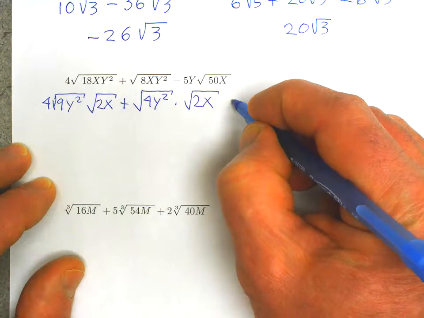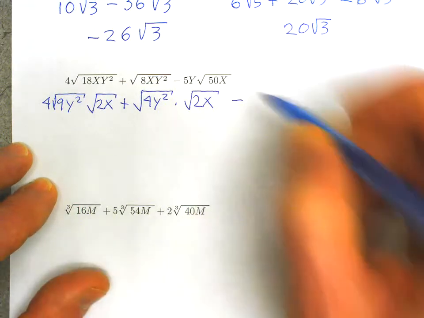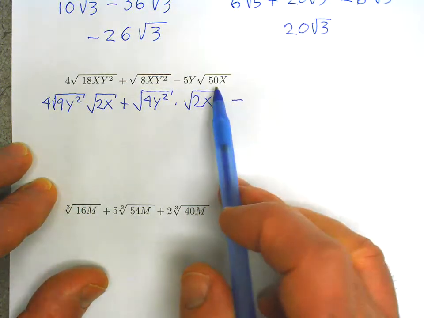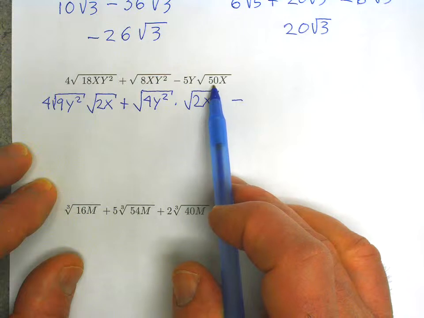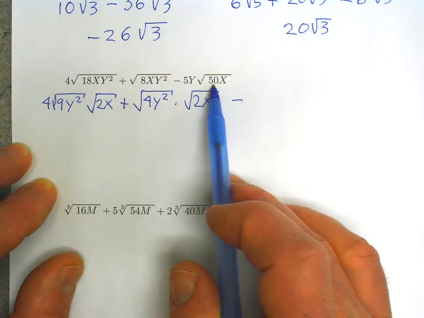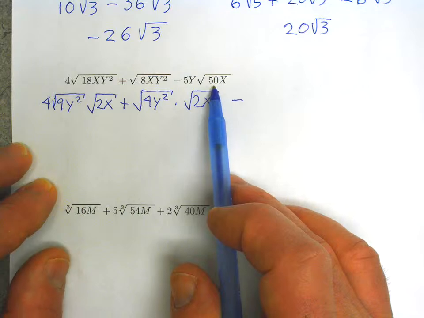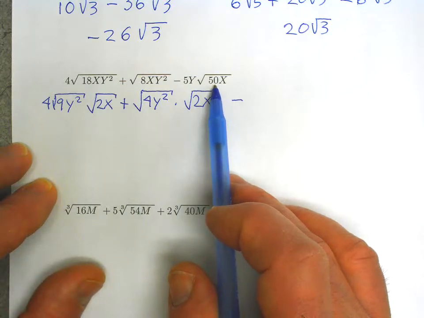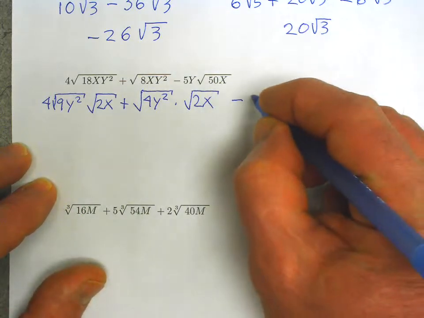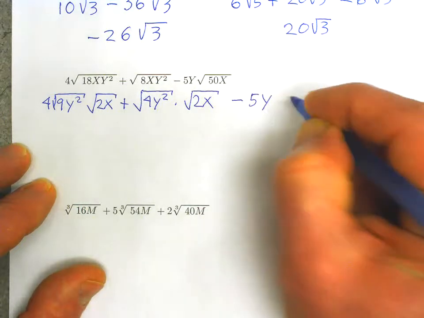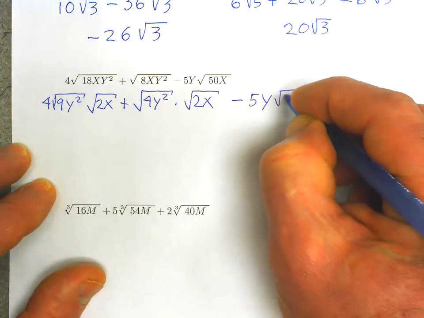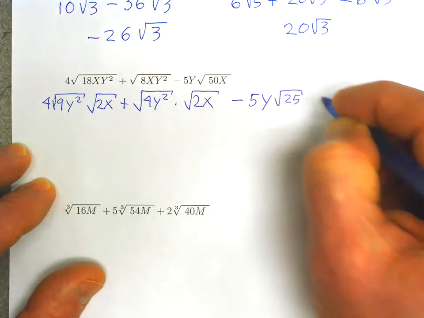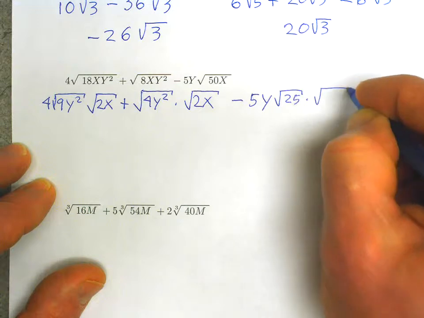And then the third term on the right, inside the radical, the square root of 50 can be simplified. The largest factor of 50 that's a perfect square is 25. 25 times 2 is 50. So we can rewrite this as minus 5y times the square root of 25 times the square root of 2x.